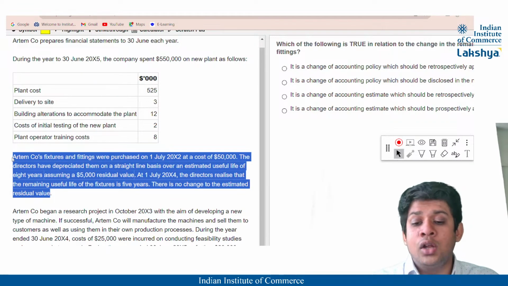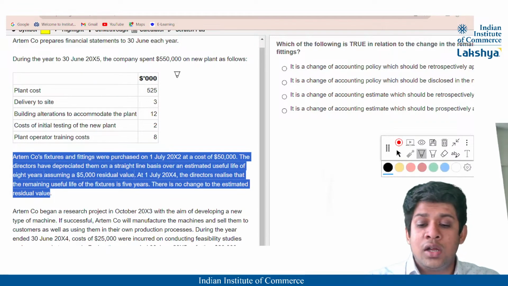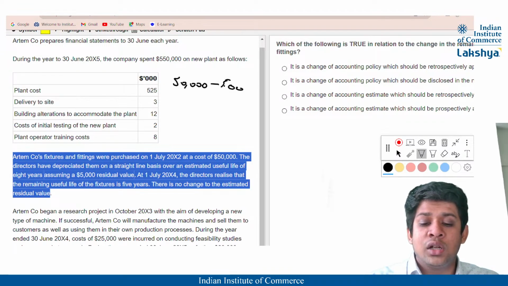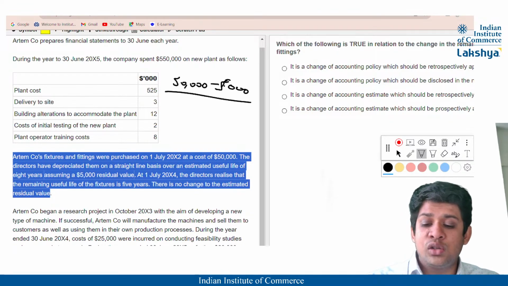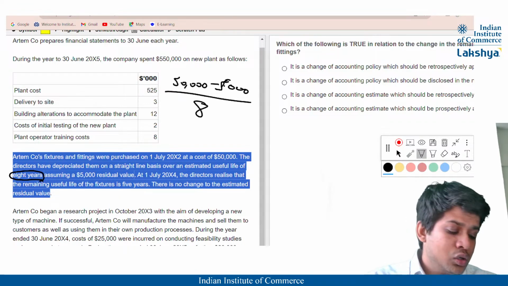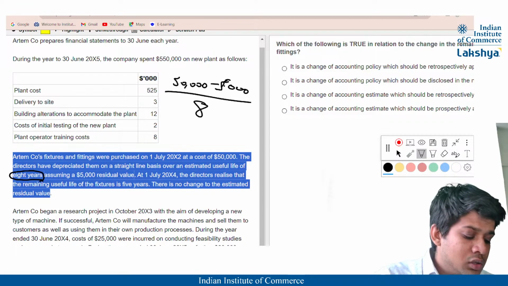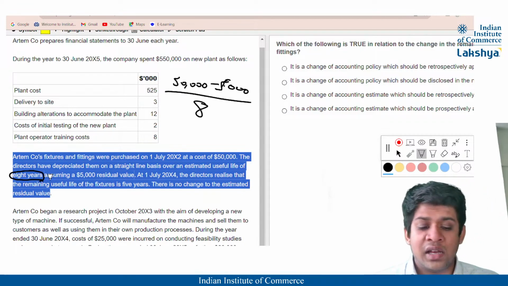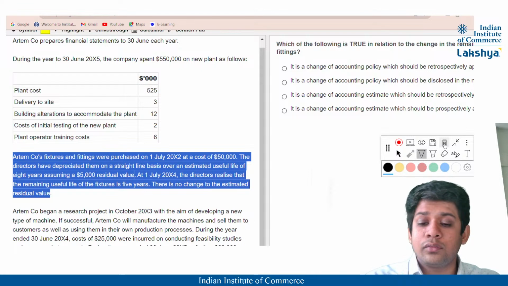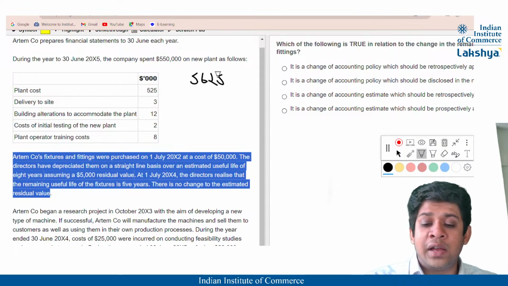residual value. Right. So technically, what is the depreciation here? 50,000 is the value of the asset minus 5,000, the residual value. 5,000 is not going to be depreciated, guys. Divide by its useful life of 8 years, correct? Yes. 8 years of useful life. So divide by 8 years. So the depreciation will be 45,000 divided by 8 years, which is 5625. 5625 is the depreciation per annum, right?